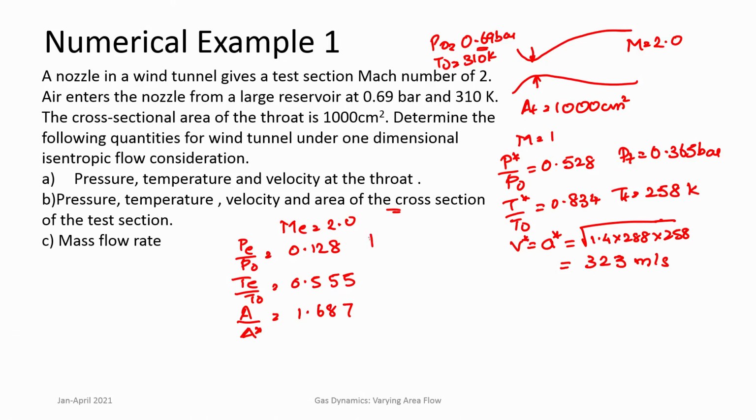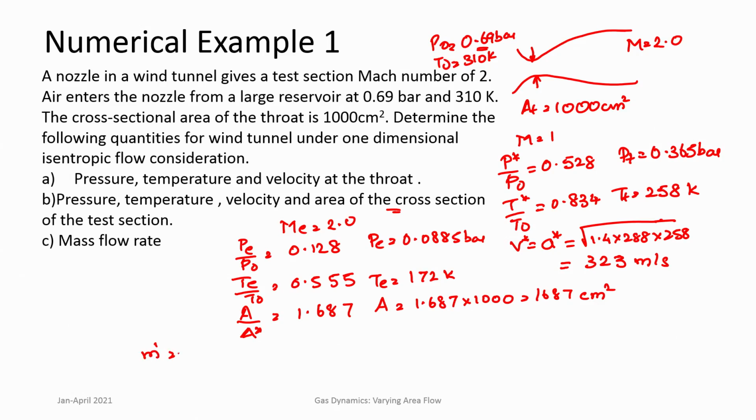So, pressure at the exit is 0.0885 bar, temperature at the exit is 172 Kelvin and the area is 1.687 multiplied by 1000, 1687 centimeter square. So, what is the mass flow rate?